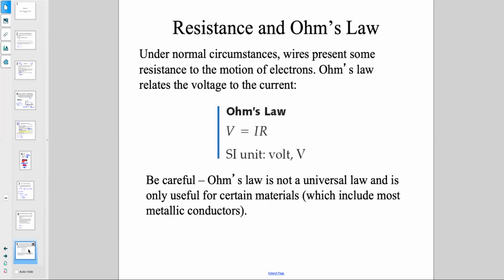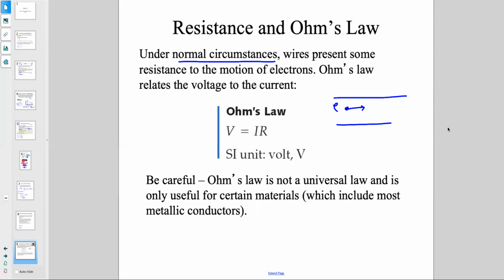So under normal circumstances, and I'll talk about what the normal circumstances are, wires present some resistance to the motion of electrons. Because as these electrons are moving in a wire, they will be captured by these atoms in a way. Some of them will stay, some of them will be trapped by the potential of these protons. So it's not like they are moving freely. There is some resistance on their way.